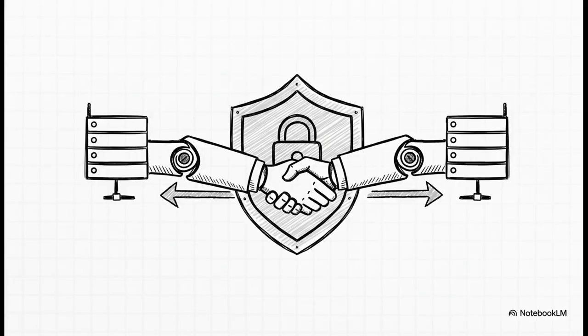And here's the number one rule of TLS, the part you absolutely have to remember. For it to actually work, it's not enough for just your server to be secure. A truly secure connection requires that both the sender and the receiver are using TLS. It's like a secret handshake. Both sides have to know it for the door to open.